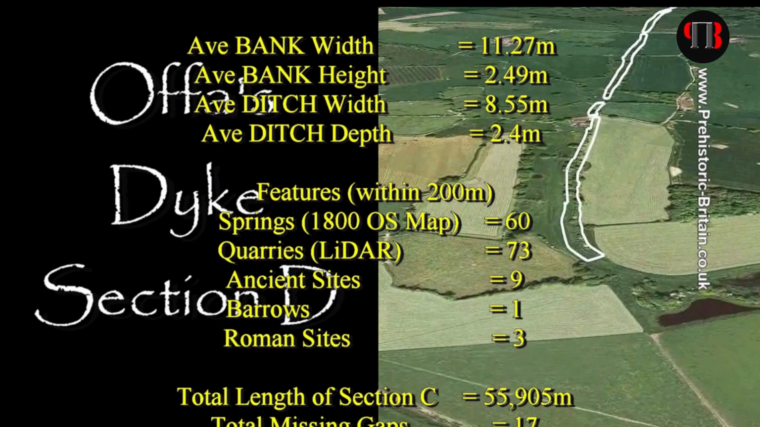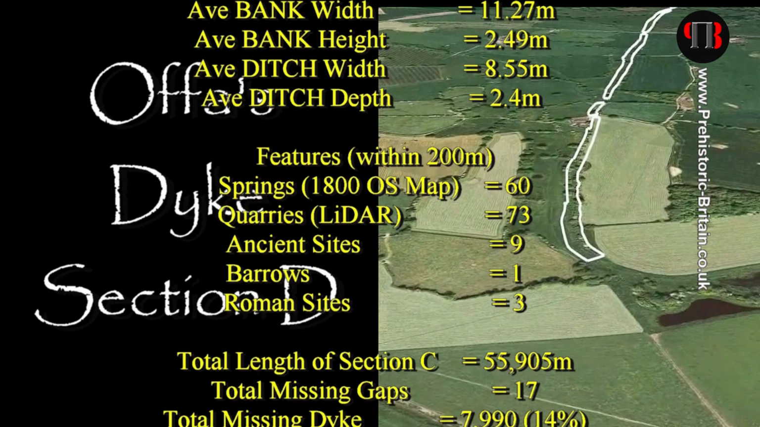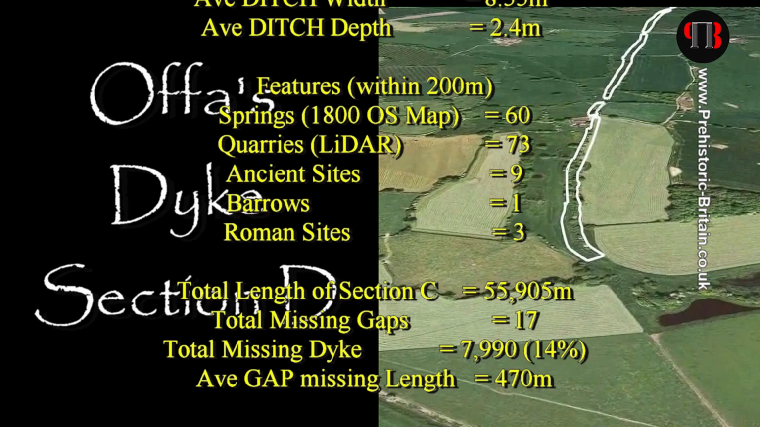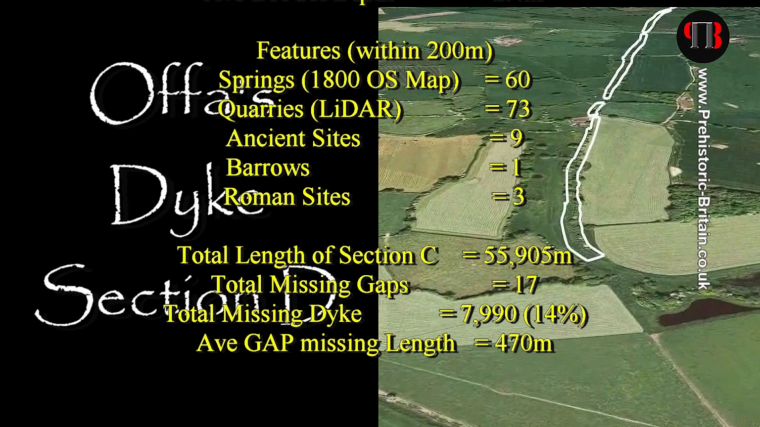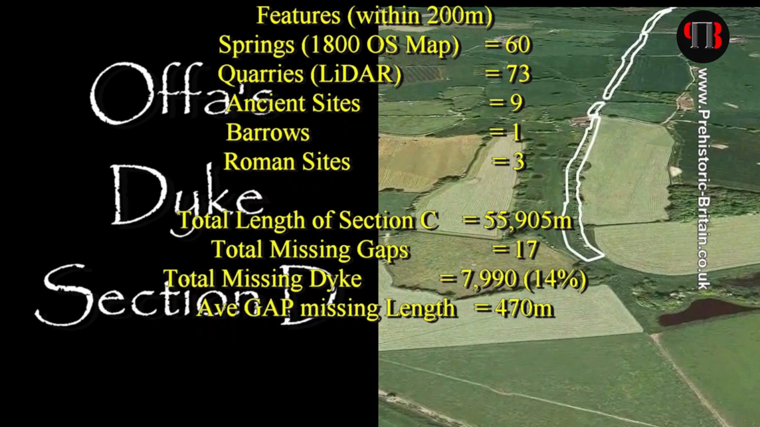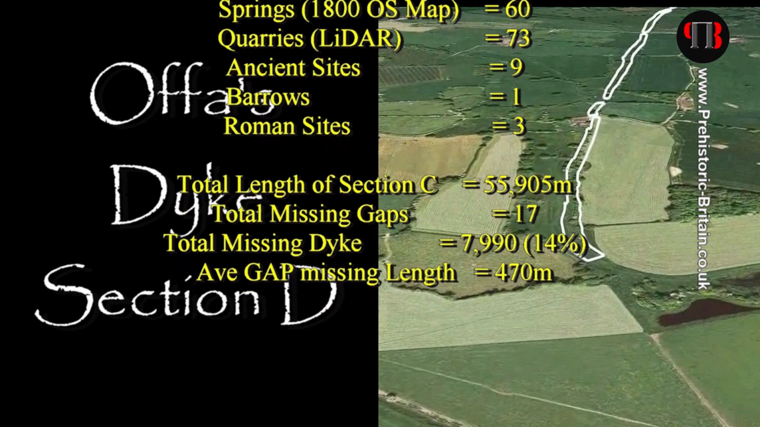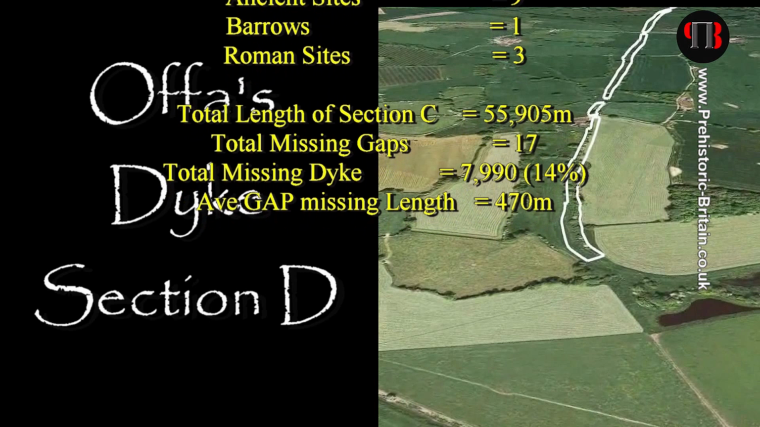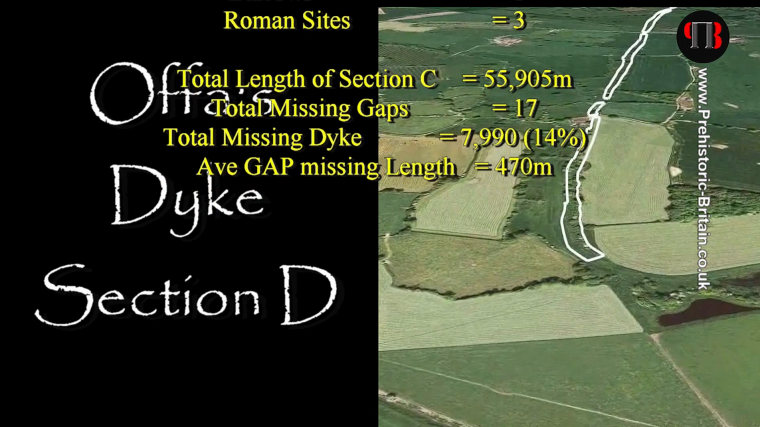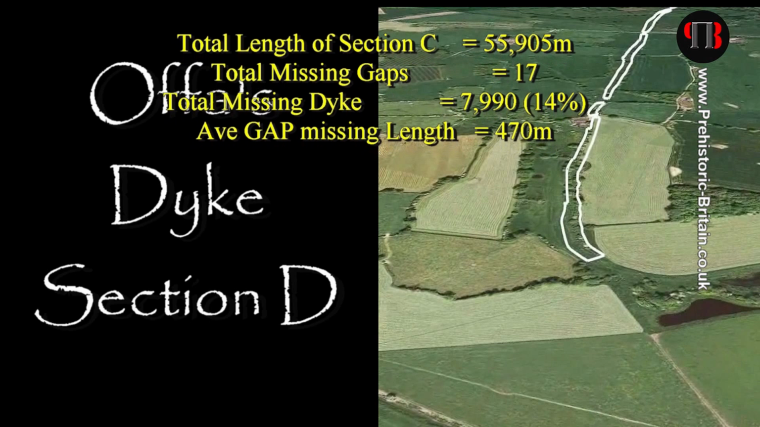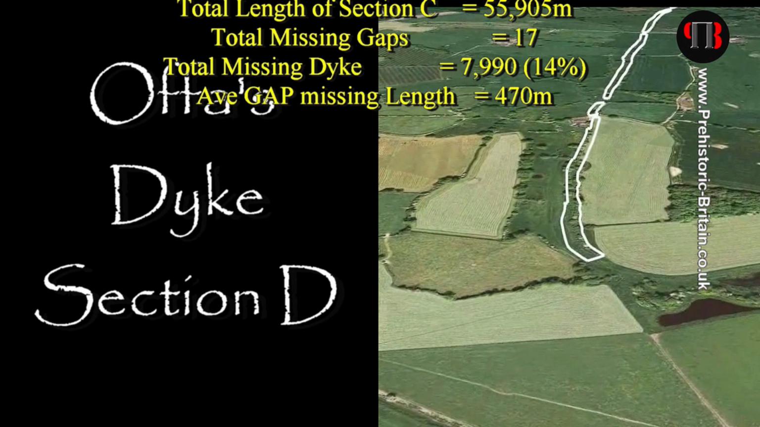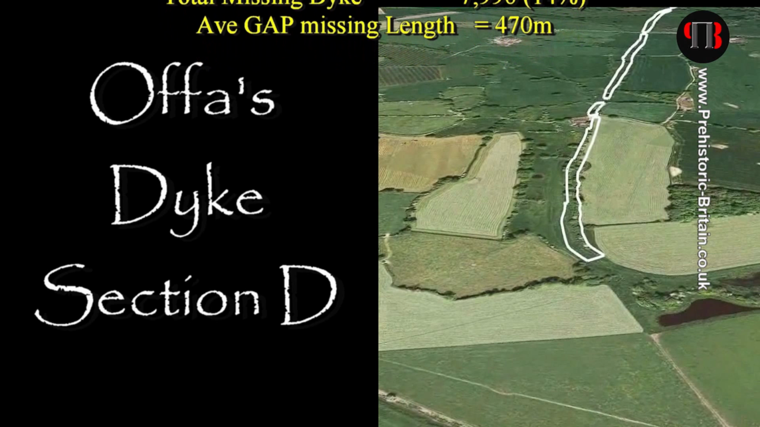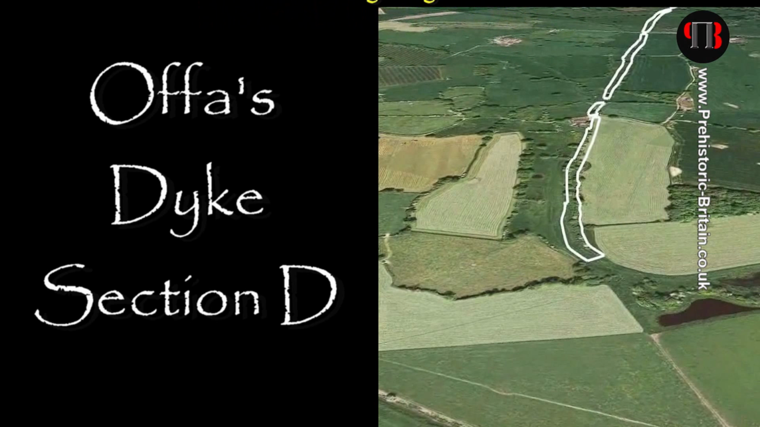Most importantly, the total length for Section C is 55,905 metres. Total missing gaps are 17. Total missing dike is 7,990. That's 14% of the total. Therefore, the average gap for every missing length is 470 metres. Again, we must state, of all of the sections A to E, C is the most complete, yet 14% with 17 gaps are missing.